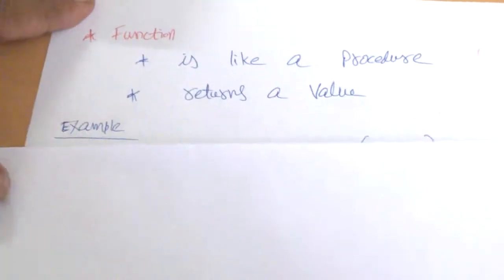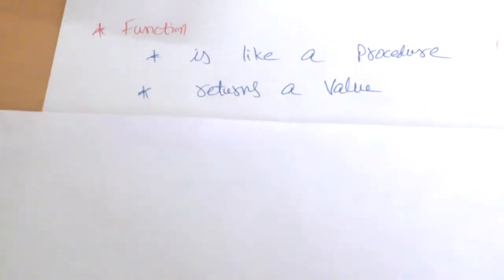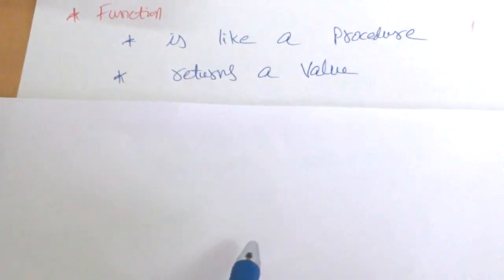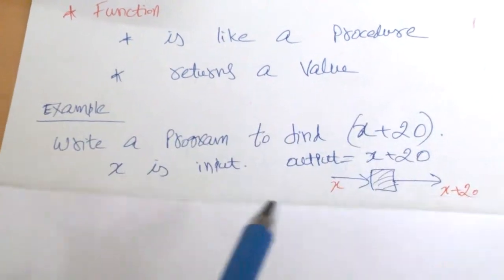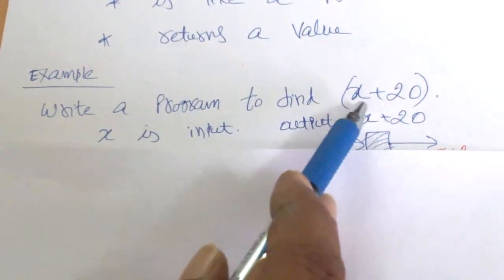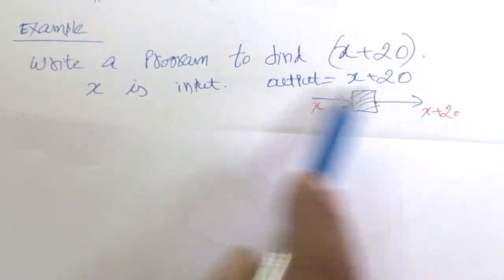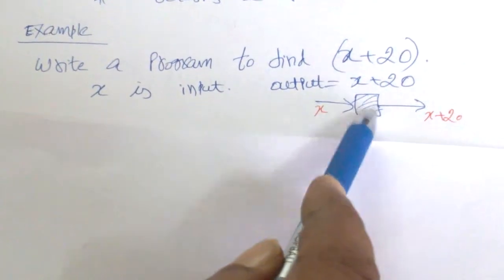Now we will look at the usage of a function. A function is just like a procedure. The only difference is that it returns a value such as an integer, a real number or a character. Now we'll take an example. We'll write a program to find x plus 20. X is the input, and the output is x plus 20. So we are writing this program. Now what does the program do?